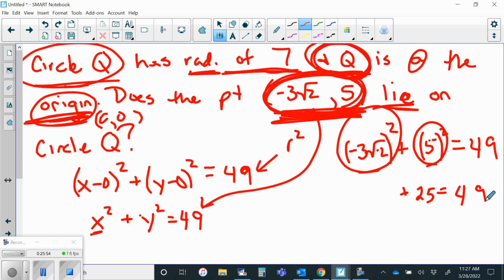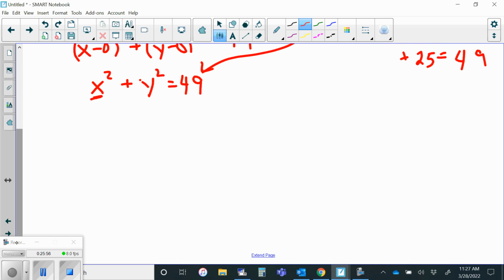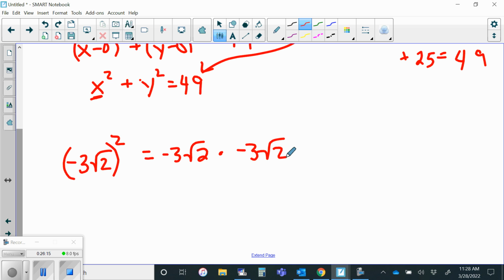I'm going to do a little side work over here, talk you through this. What the heck does it mean to be negative 3 square roots of 2 squared? What does it mean to square something? So doesn't that mean it's negative 3 square roots of 2 times negative 3 square roots of 2? And what does it mean to be negative 3 square roots of 2? That really means negative 3 times the square root of 2, times negative 3 times the square root of 2.